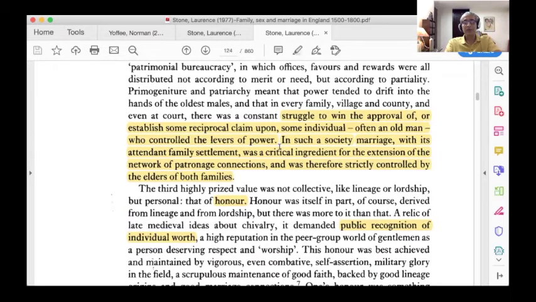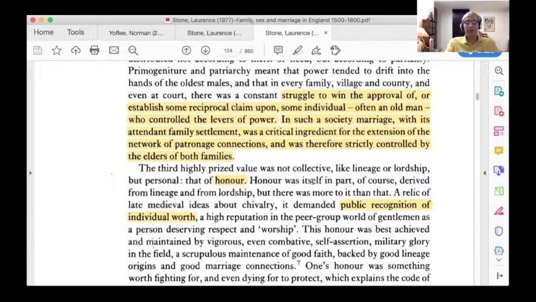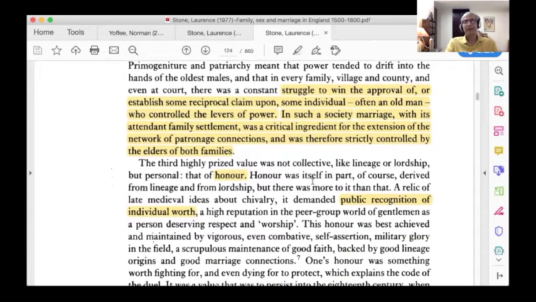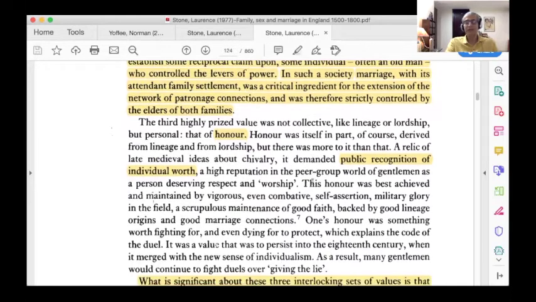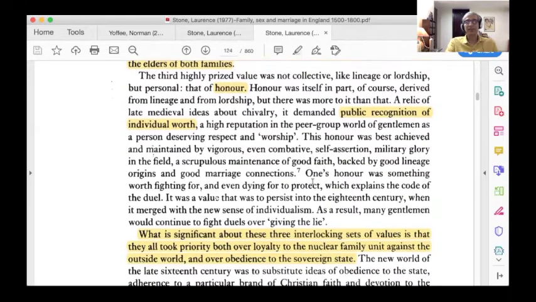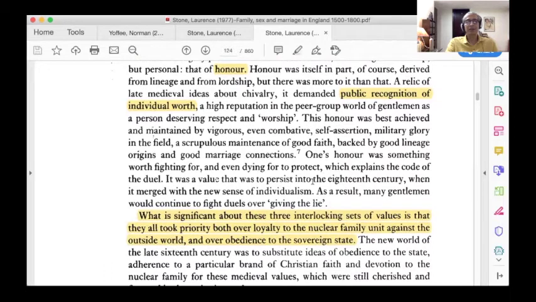In such a society, marriage with its attendant family settlement was a critical ingredient for the extension of the network of patronage connections, and was therefore strictly controlled by the elders of both families. And then a third characteristic, he says, was this idea of honor, and it arose out of medieval ideas of chivalry, and it demanded public recognition of individual worth.